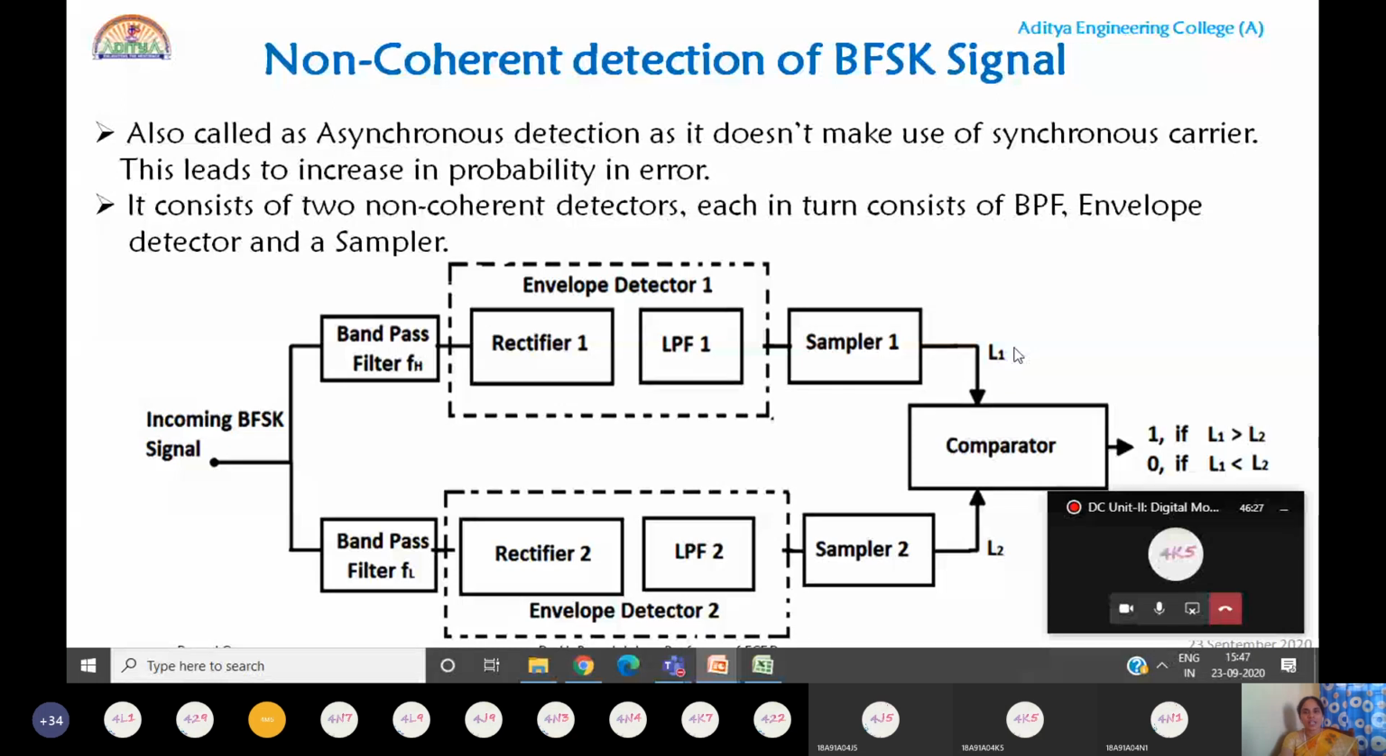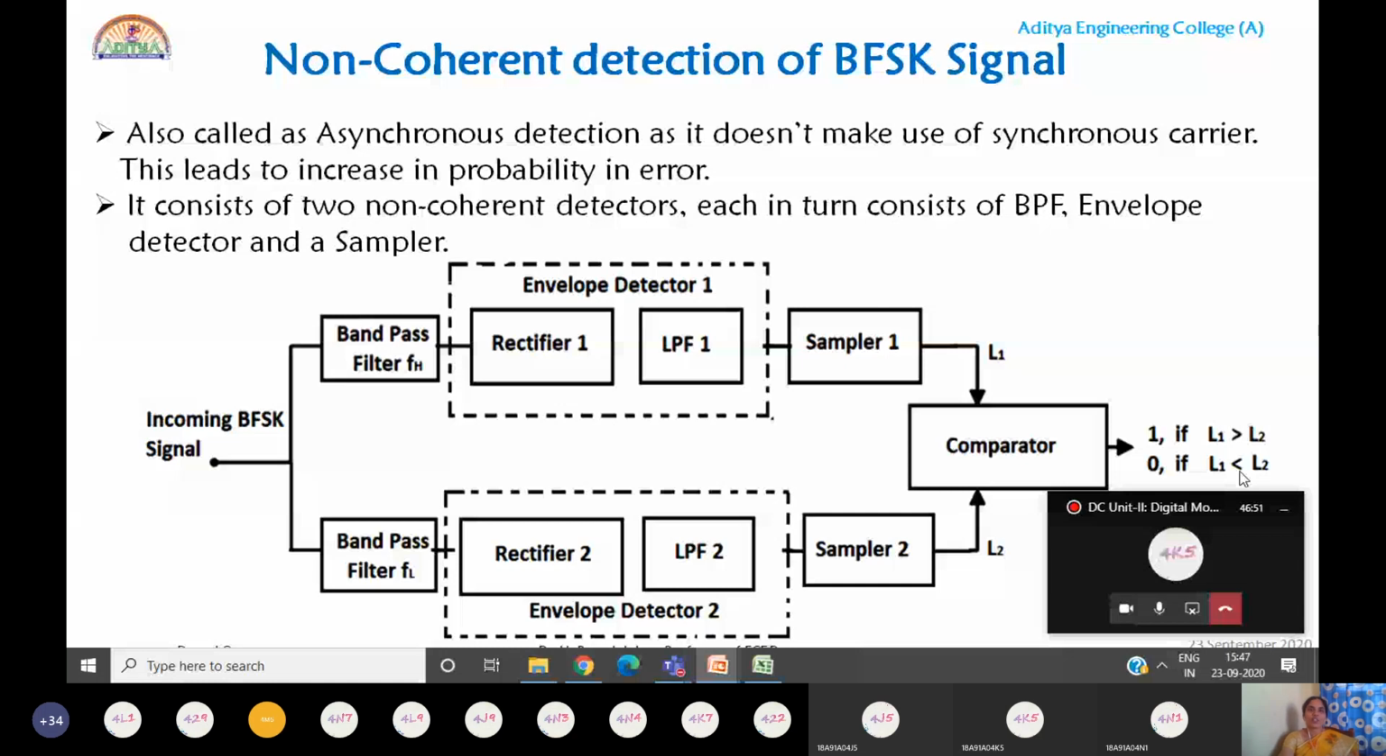Let the sampler 1 output be L1, and similarly let the sampler 2 output be L2. L2 is due to the low frequency component, because the band pass filter used in the lower detector will allow only the FL component. So if L1 is greater than L2, the comparator output is 1. If L1 is less than or equal to L2, then the comparator output is 0. Please let us move to the next slide.